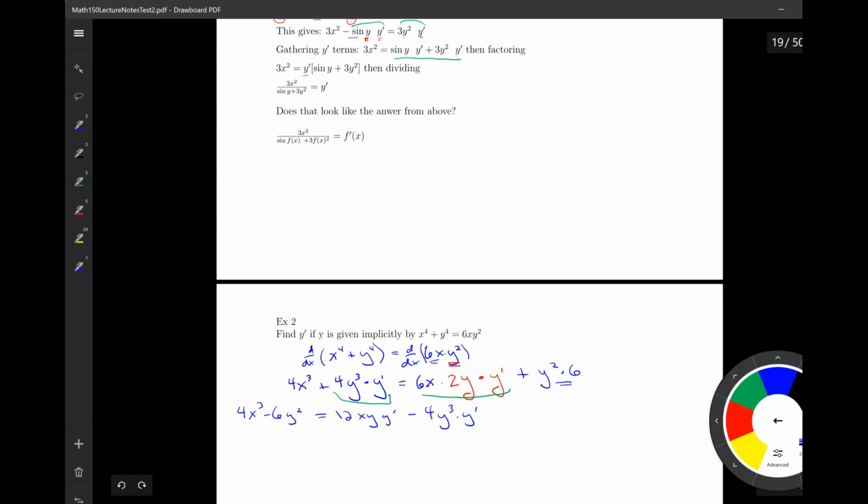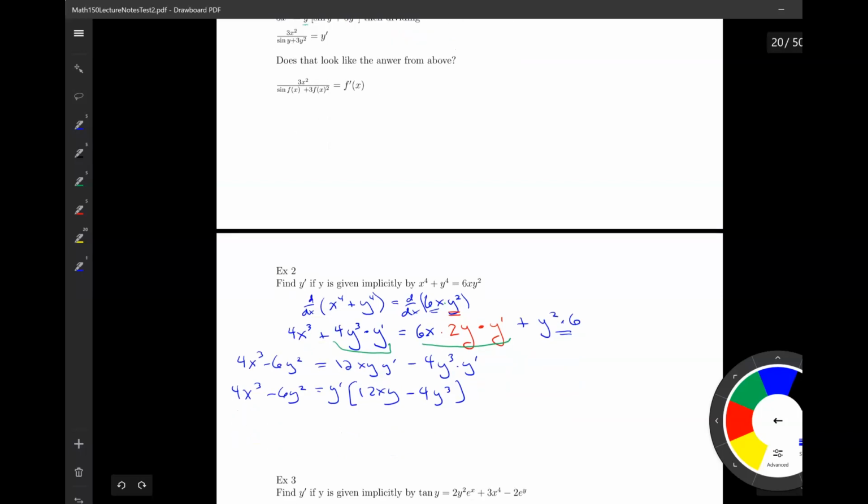All right, and so then if I factor out the y prime here, 12xy minus 4y cubed, 4x cubed minus 6y squared, and then divide through 12xy minus 4y cubed equals y prime.